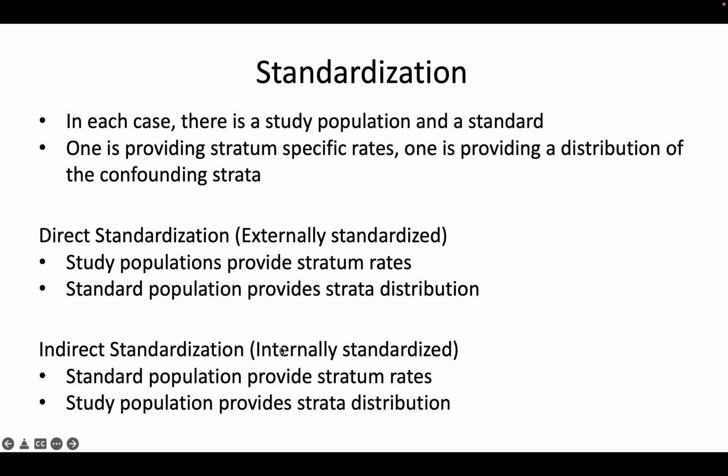Indirect standardization, or internal standardization: in this case, the standard population is providing the rates, and the study populations are providing the strata distribution. And it's typically used to compare one to another. So here there were three involved. There were two populations that we were standardizing, meeting in the middle based on a third one. With this indirect method, it's internal because we'd be using one of the two, like the developed country, as the standard in order to put the undeveloped and the developed country on a similar demographic structure scale.